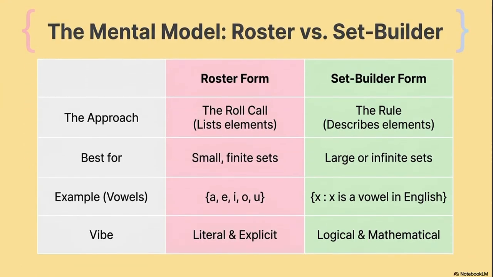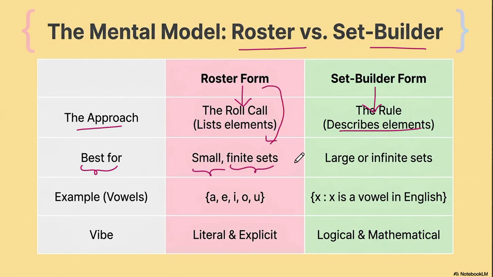So look at this table, what is the main difference and what you have to remember. The approach: in the roster form we are listing the elements, in the set builder form we are describing the rule that describes all the elements. Now which is best? Roster form is best for small or finite sets, means we are writing only some values, which stop after some stage. In that case roster form is easy to write. And for large or infinite sets, for example a set which is never stopping, that is infinite, for that we use set builder form.